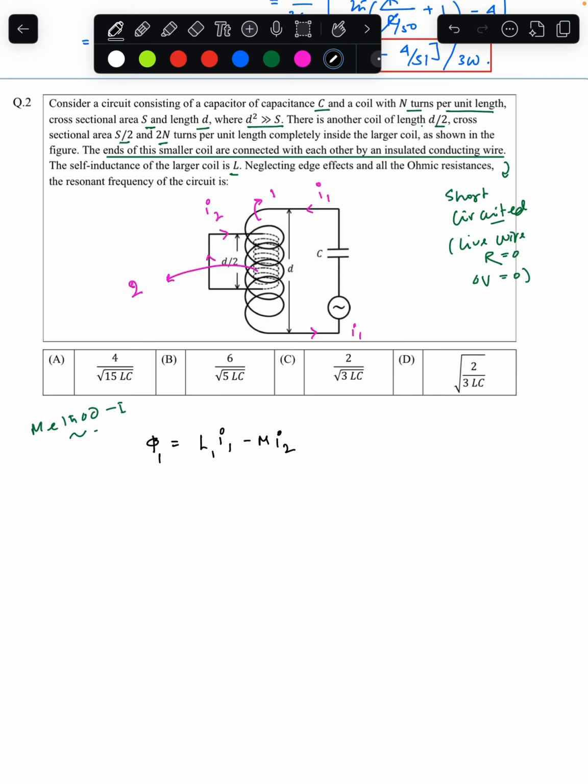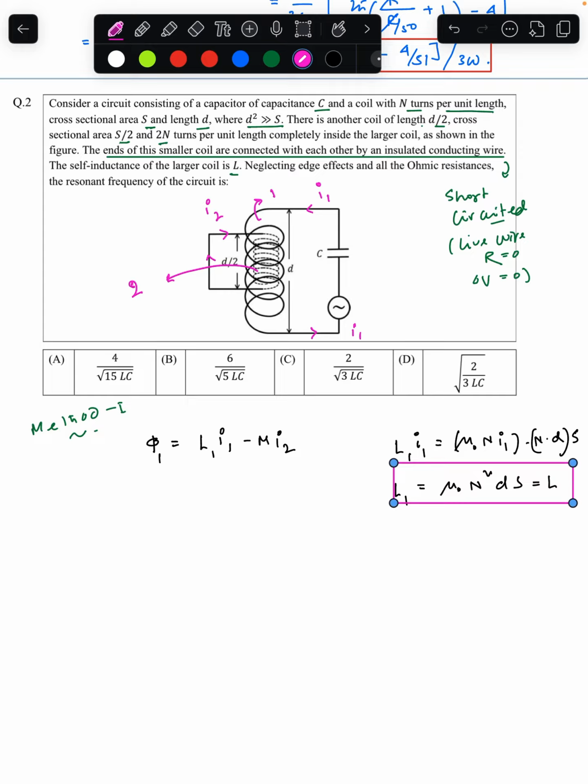Now let us calculate this L1. How will I calculate L1? Please see, I can write L1 I1 is equal to the magnetic field, mu naught N into I1, into flux. Basically here I am talking about total flux. So that into the number of turns per unit length N, total length D. So the total number of turns will be N into D, and the surface area of cross section here is S. So there I1 gets cancelled. L1 is equal to mu naught N square D into S, and that is given to be L. So this is the value of L that we got.